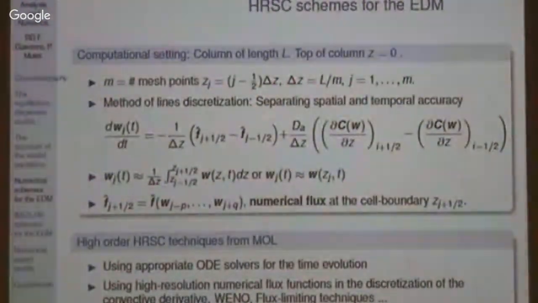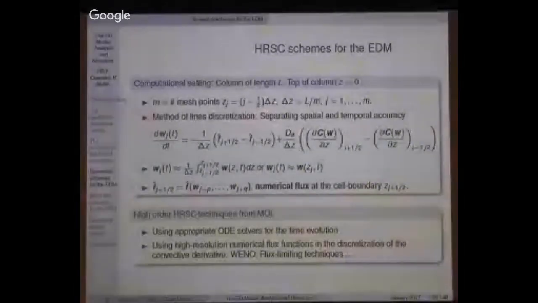delta Z, okay. So how do you construct a high-resolution shock capturing scheme? So first, you go to a method of lines discretization. You separate the spatial and temporal accuracy. You don't have to do that, but this is simple, okay? And here's the part that's going to give you the non-oscillatory behavior of your scheme, okay? This is the numerical flux at the cell boundary, and you can do this by highly sophisticated techniques, ENO schemes or maybe flux limiting techniques. This is what these chemical engineers use, whatever your favorite, that works, okay?